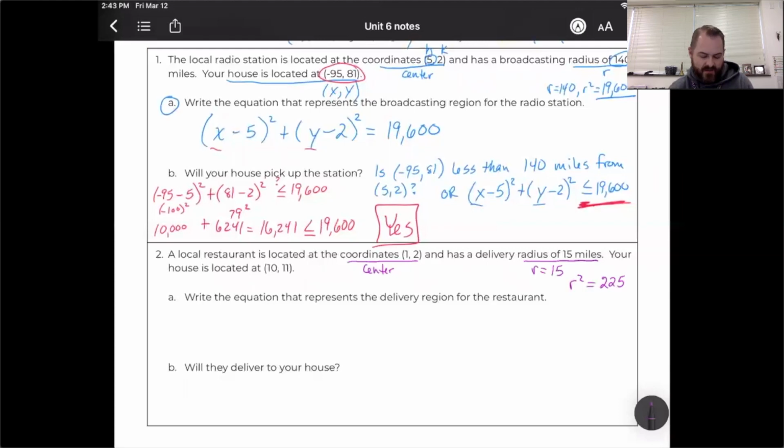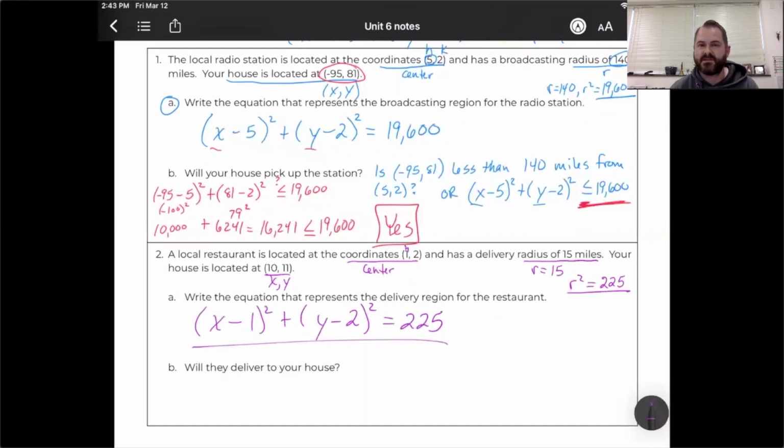And then it also says your house is located at 10, 11. Again, that's an XY coordinate. We want to see if that's less than 225 when I plug it into that side of my equation. So the first thing we have to do is write an equation. Okay, we're going to do x minus the h coordinate. That's 1. Sorry, 1, not h. We plugged it in. Squared plus y minus our k coordinate, 2 squared, equals r squared, which is 225. So there's the equation that represents this situation.